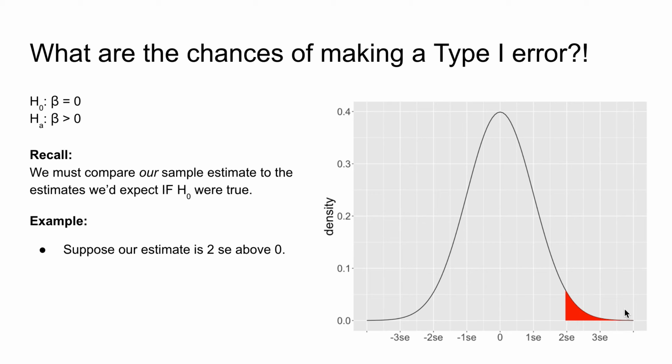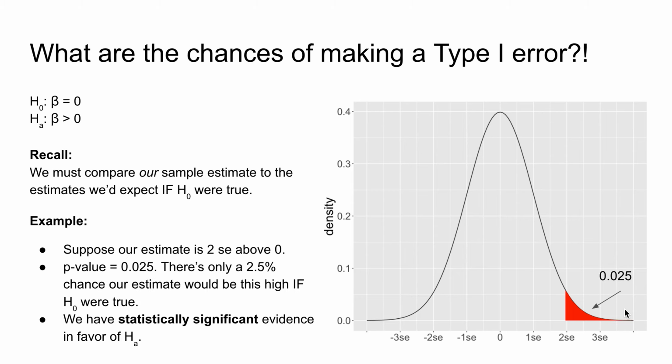Next, suppose that our sample estimate of beta were a little less extreme. It's only 2 standard errors above 0. By the 68, 95, 99.7 rule, there's still only a 2.5% chance that our estimate would be this high if the null were true and beta were actually 0. That is, the p-value for our hypothesis test is 0.025. In this case, the relative incompatibility of our sample estimate with the null hypothesis would still lead to statistically significant evidence in favor of the alternative.